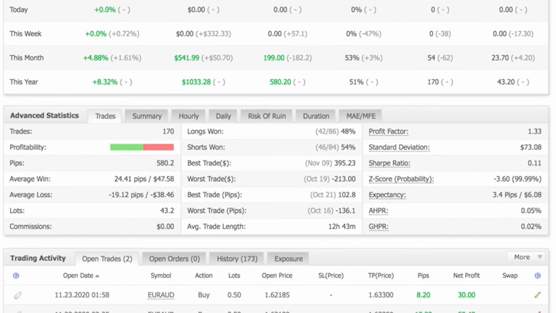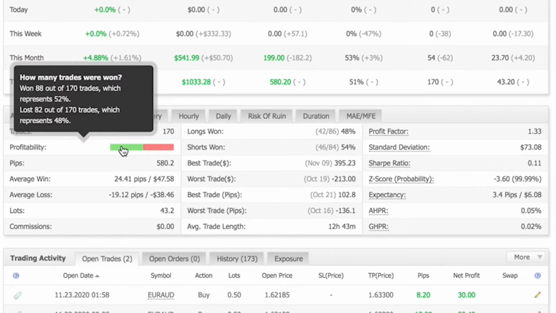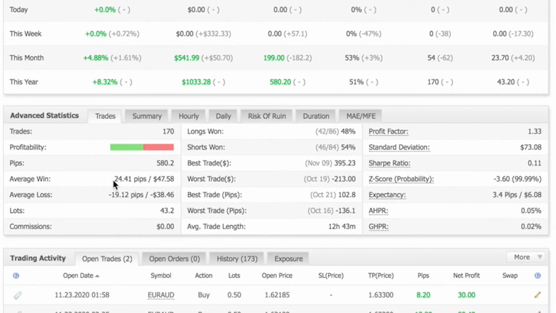So Jimmy took 170 trades with a profitability rate of 52%. Let's have a look at the average win. And we can see here 24 pips on average are won and an average loss of 19 pips. Okay, good. Best trade and worst trade.